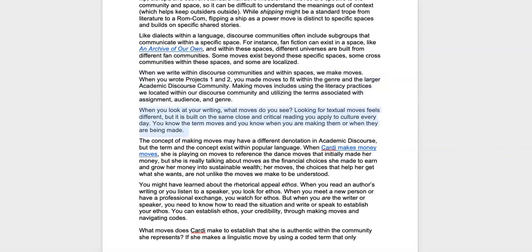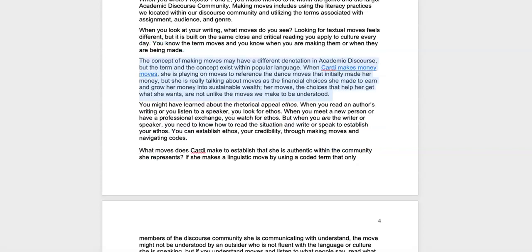Looking for textual moves feels different, but it is built on the same close and critical reading you apply to culture every day. You know the term moves, and you know when you are making them or when they are being made. The concept of making moves may have a different denotation in academic discourse, but the term and the concept exist within popular language.